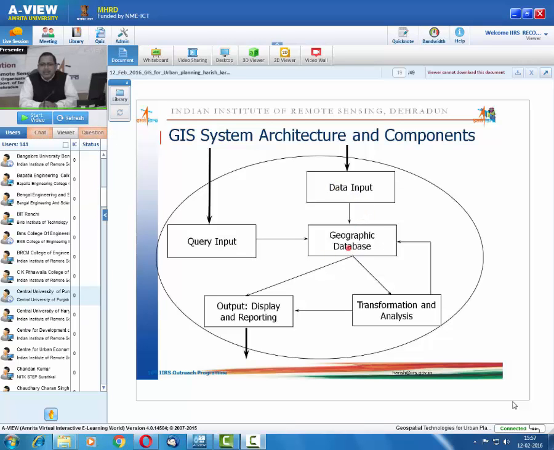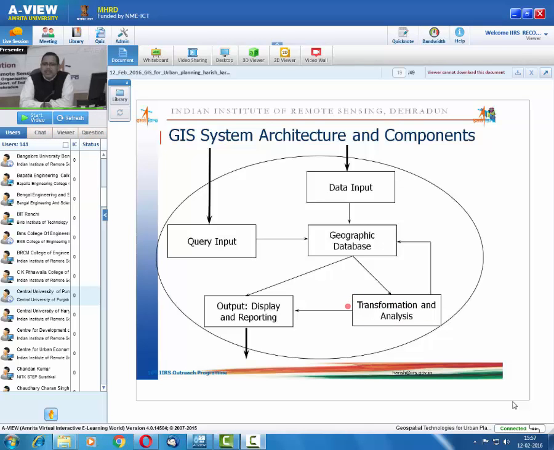And once it is done, the output of this query can be in two forms, like display and reporting. You can display the output in the form of tables. You can also display the output in the form of maps. And then transformation and analysis will be another important part of this entire activity.